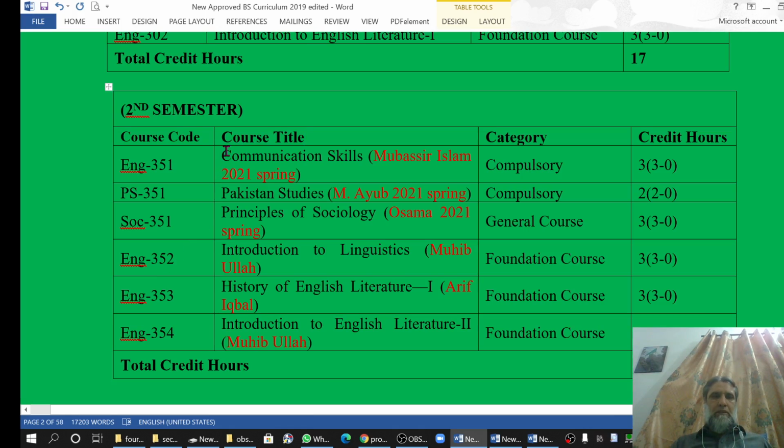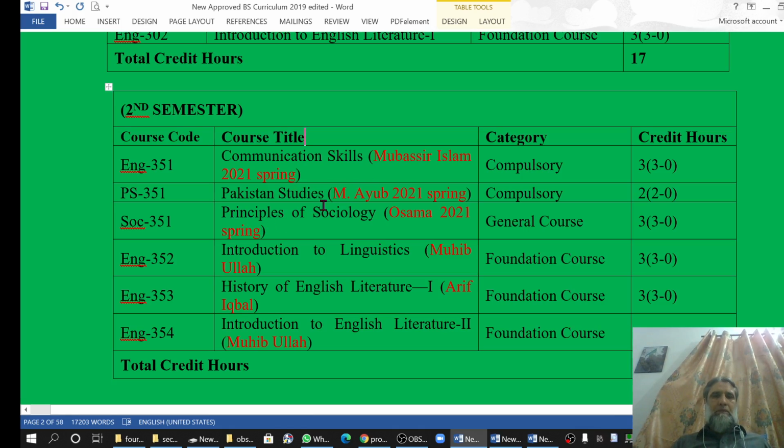The first paper, which has the course code of ENG, which means English 351, is Communication Skills. In communication skills, you will learn how to communicate things in written form. For example, how to write a letter, a business letter, or how to take notes, or how to take minutes, how to write a report, and so on. This paper, Communication Skills, will be taught to you by Mubasir Islam Sir.